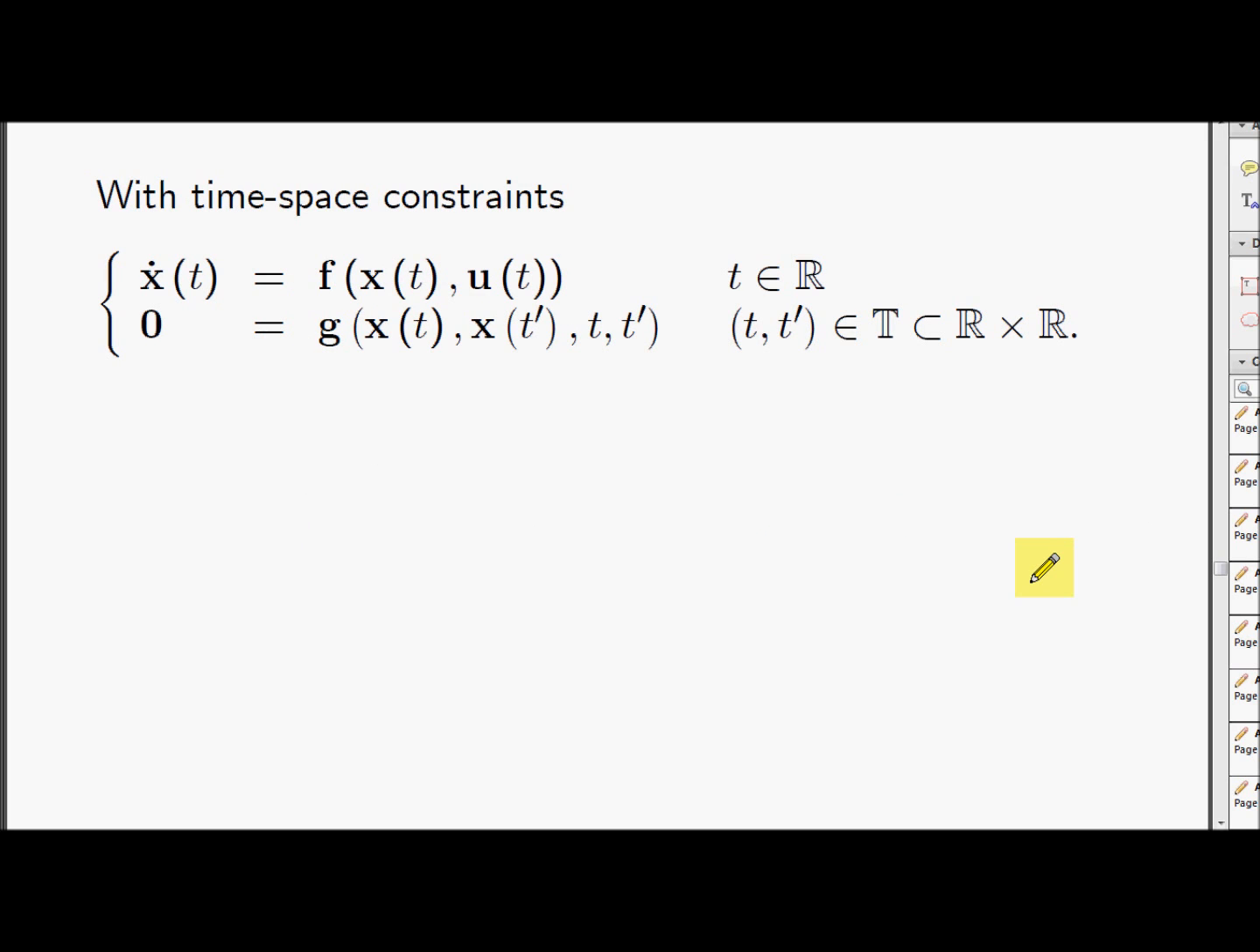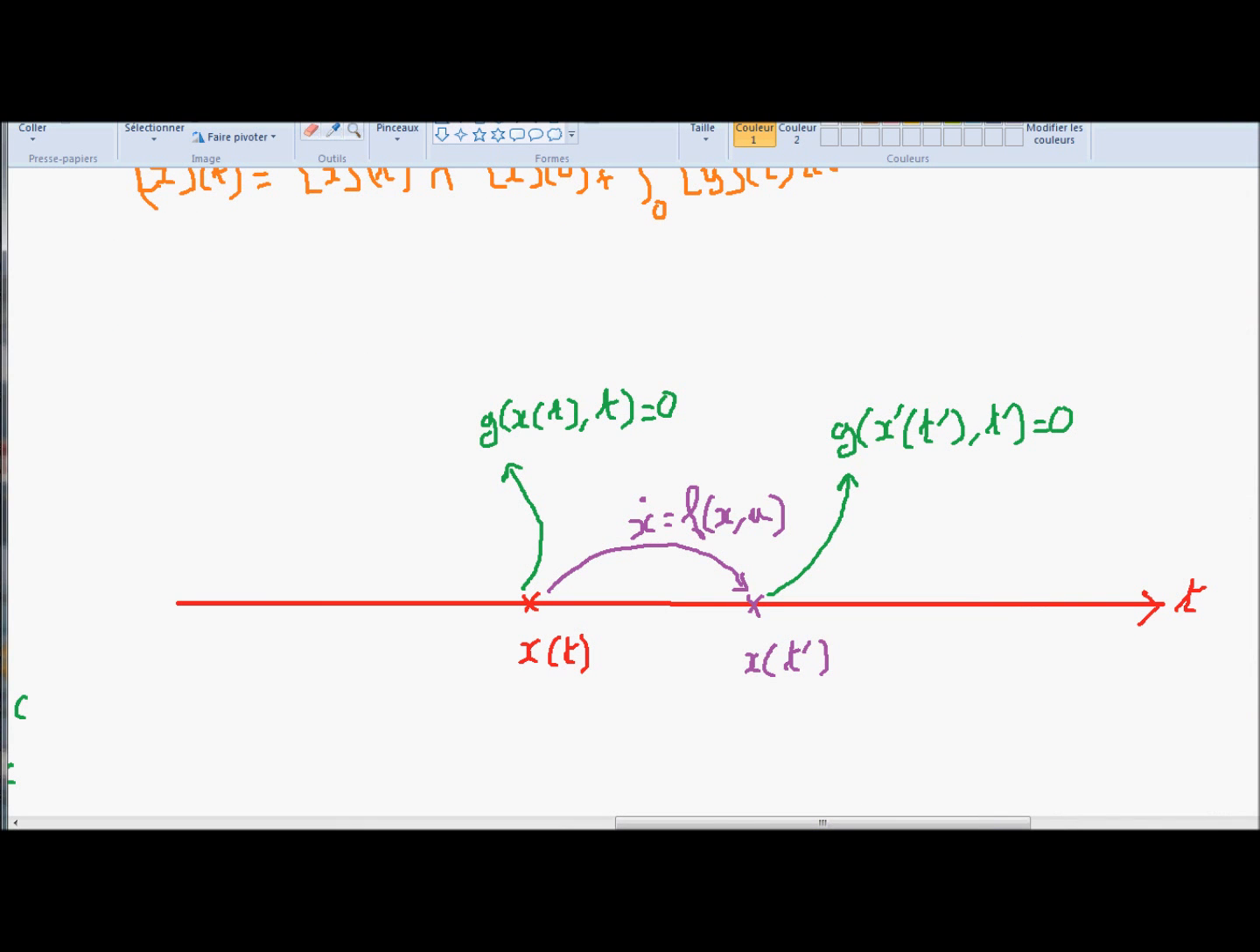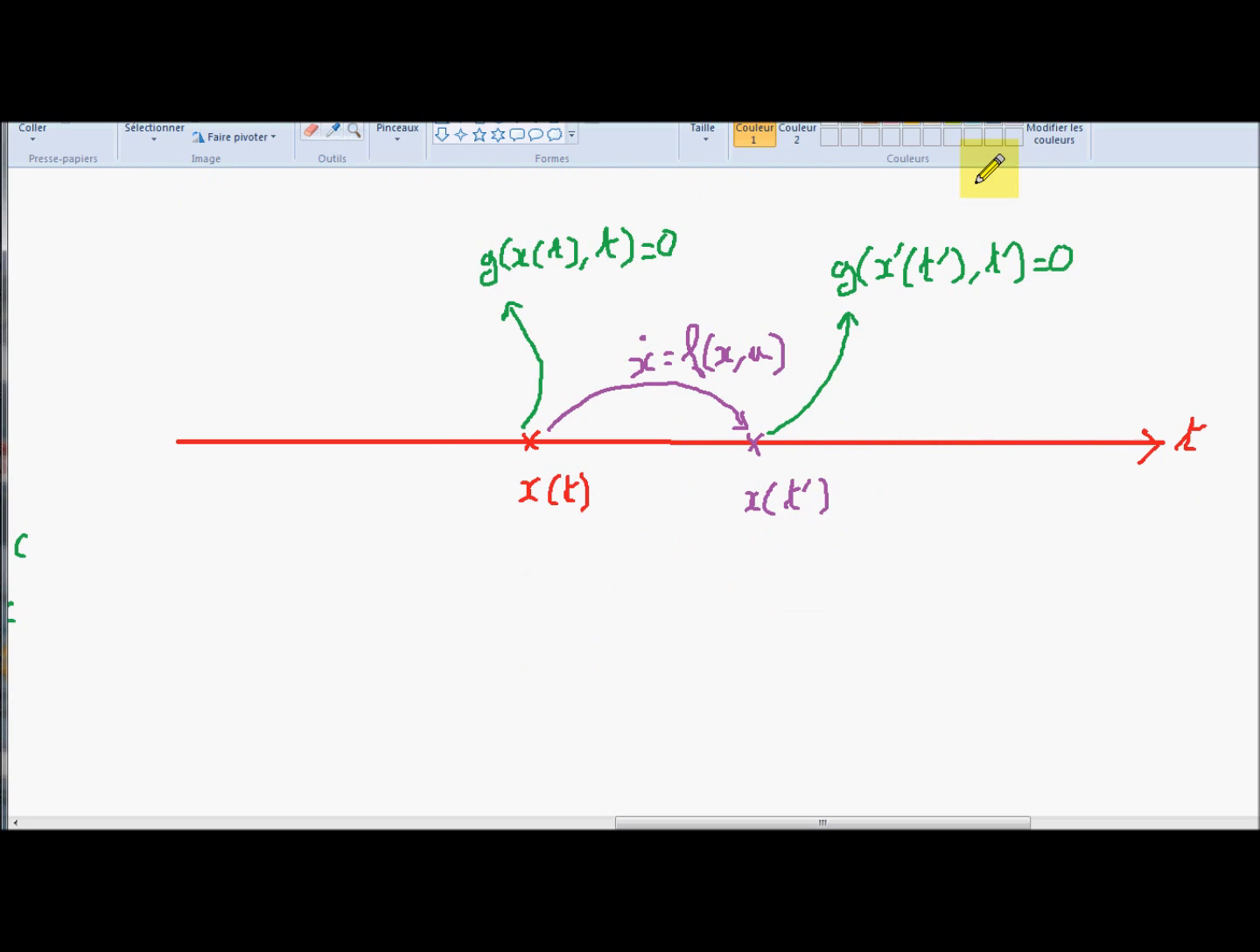Now, you have another type of problem that we will consider here. You have a robot or several robots, but here one robot, for instance, and I have an equation which links the state at time t, but also with the state at time t prime. So what is the difference? Graphically, I represent like this. I have here an equation which links these two states.